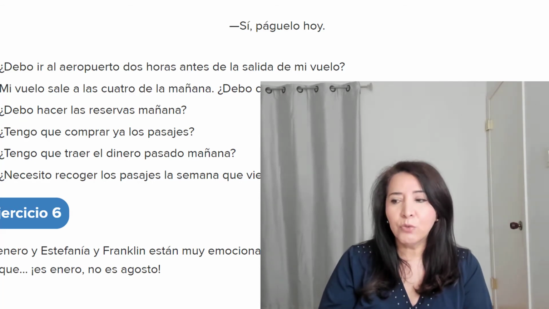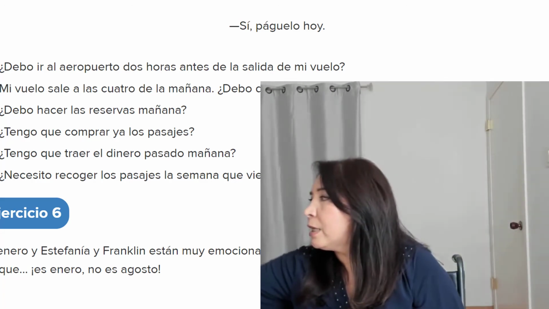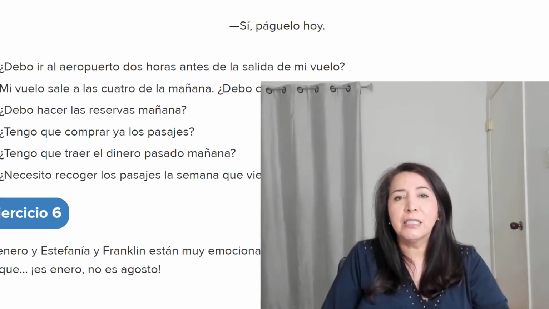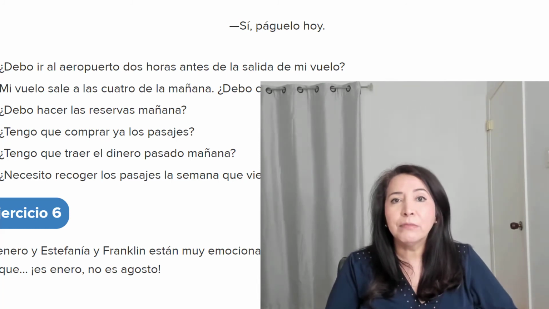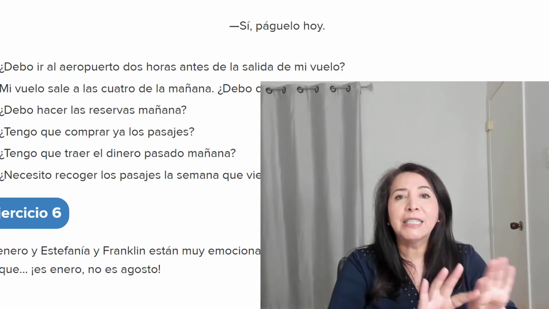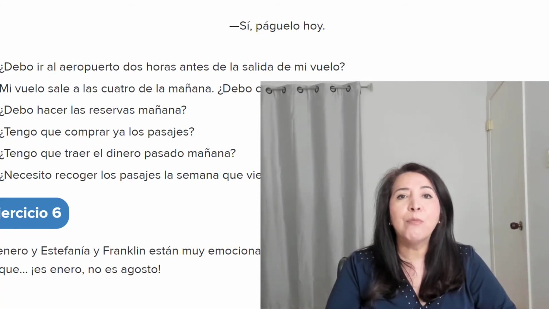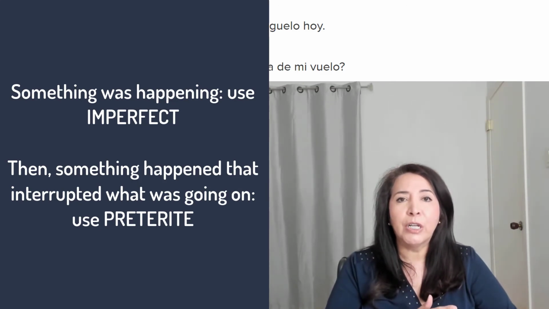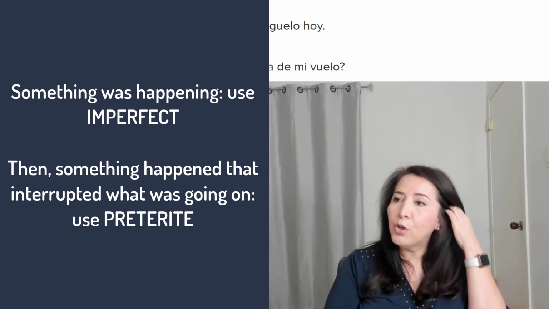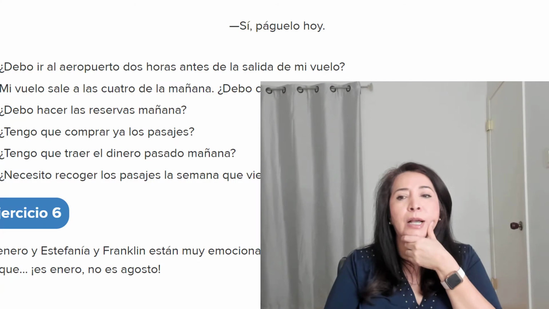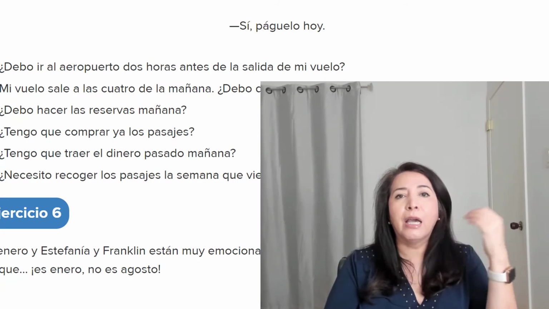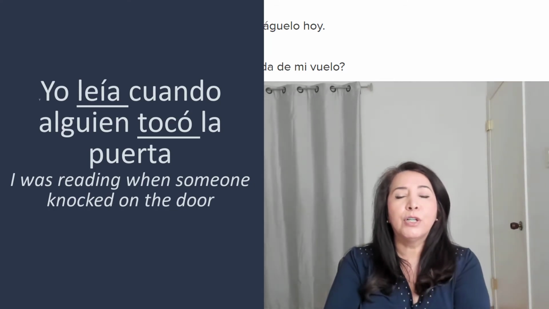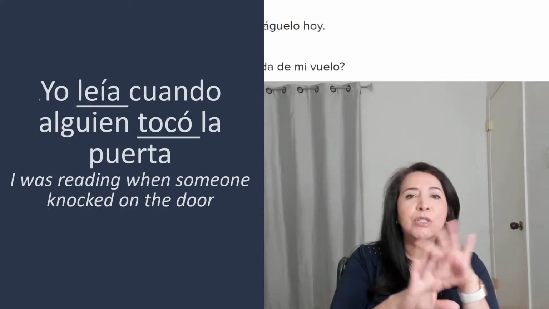Now, there's one instance where you're going to have them together in a sentence. And that is when something was happening. That's kind of like the background, so you're going to use the imperfect for the background. And then something happened that interrupted what was going on. In that case, for the interrupting action, you're going to use the preterite tense, okay? So an example would be, yo leía, I was reading. Yo leía, therefore, imperfect, right? Because that was the ongoing action, that was the background.